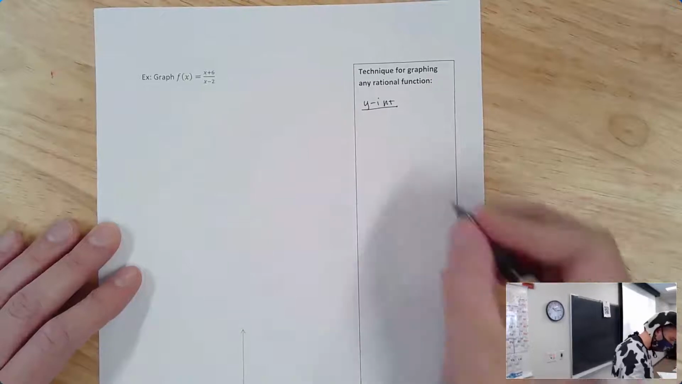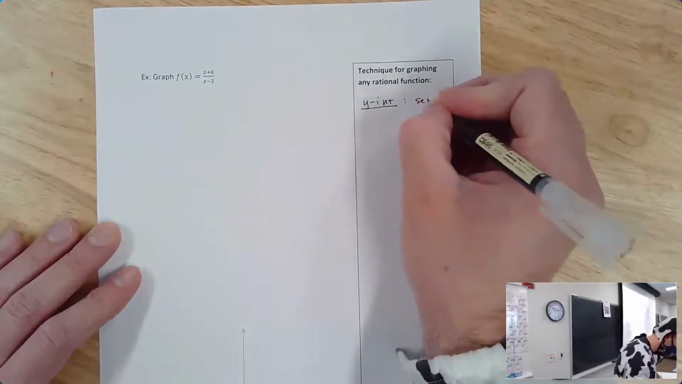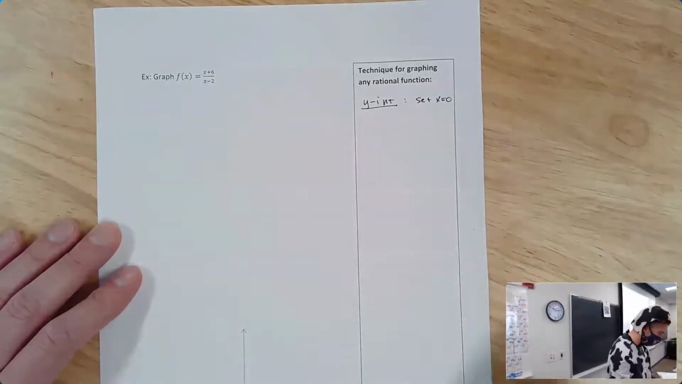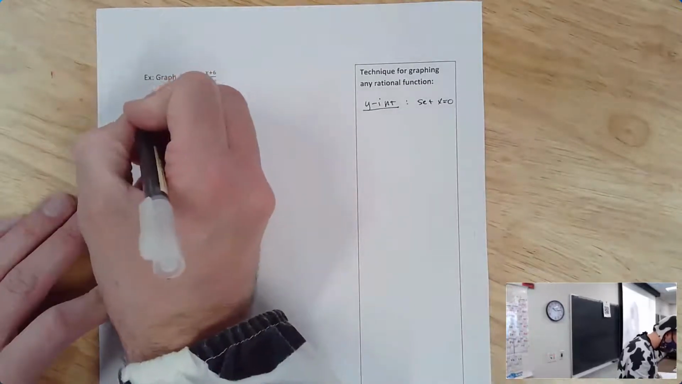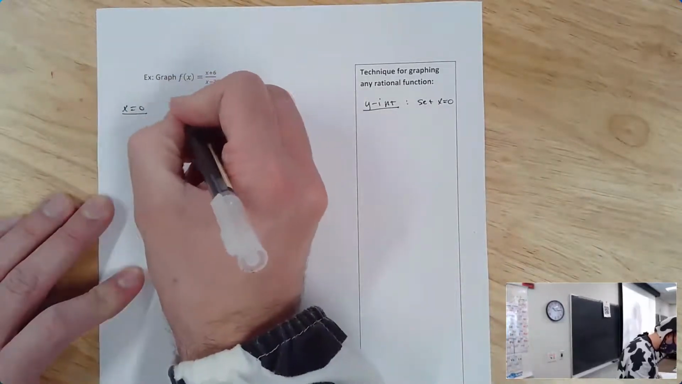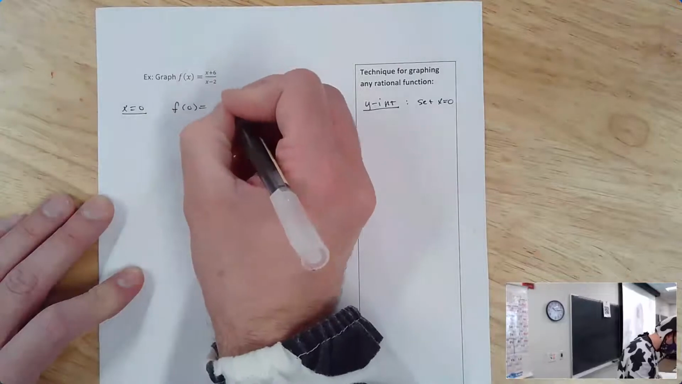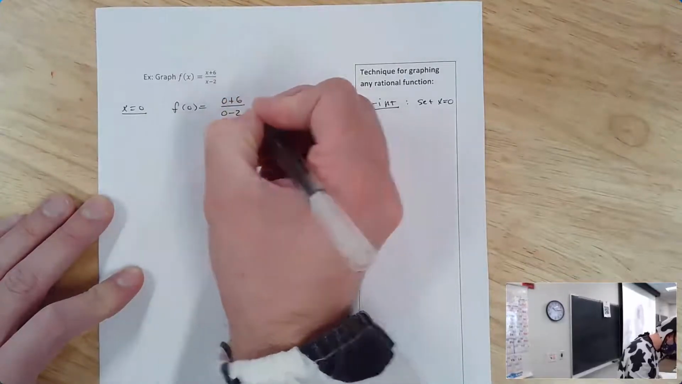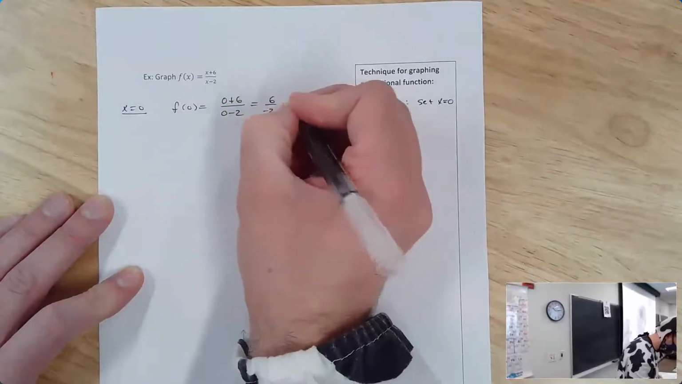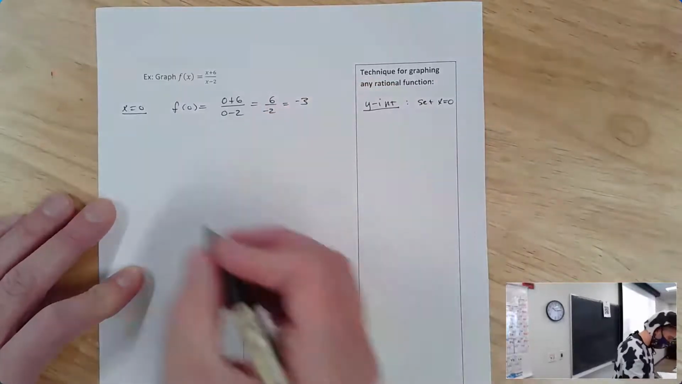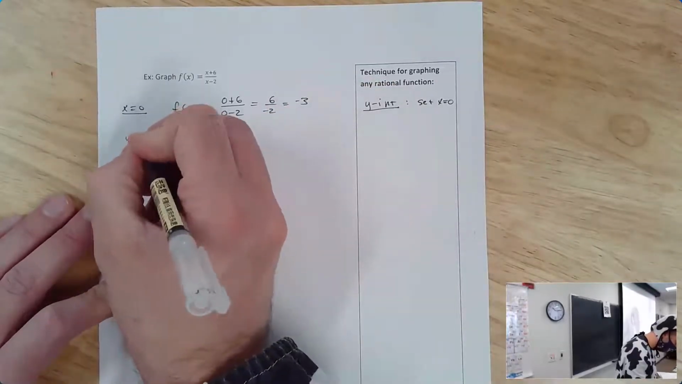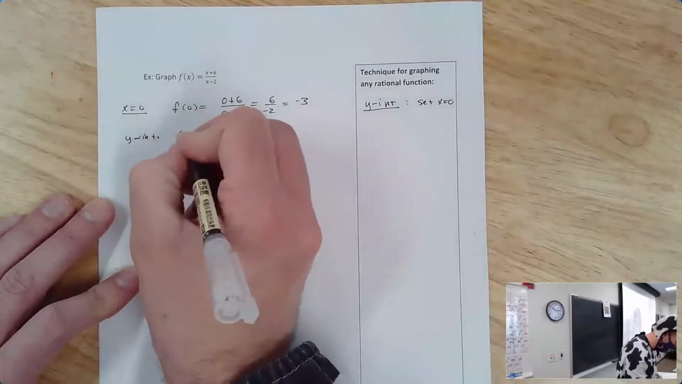Which we get by setting x equal to 0. So I set x equal to 0. I'm going to get f of 0 equal to 0 plus 6 over 0 minus 2, which is negative 3. Great. So my y-intercept is (0, -3).